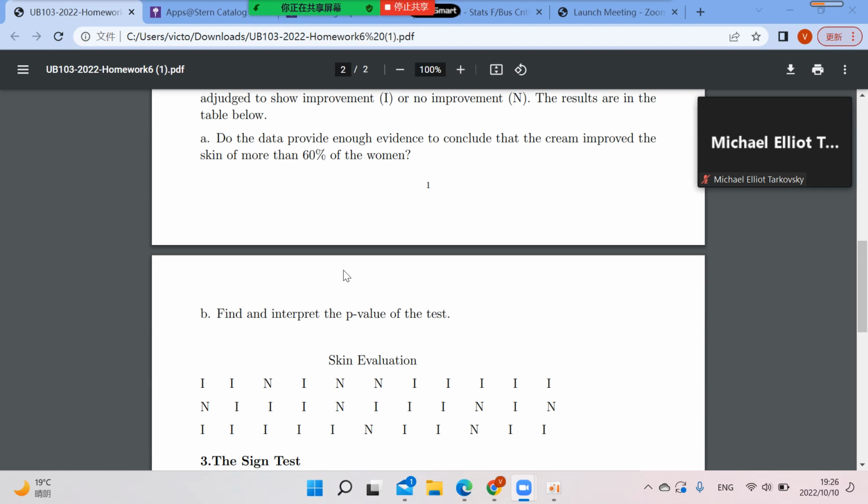But if my argument is that my population mean is not 60%, then it could either be less than 60%, or it could be more than 60%. So I'm going to do a two-tailed test. But here I'm only doing a one-tailed test. So my 5% p-value is a real 5%.